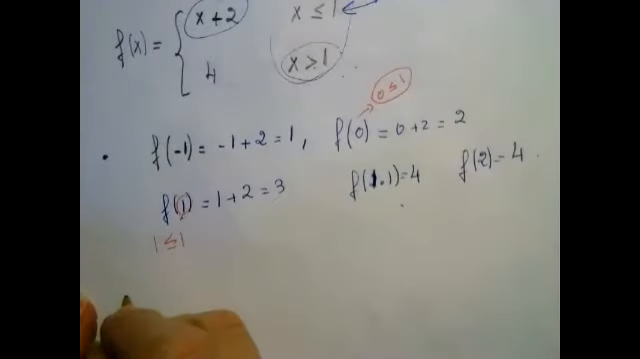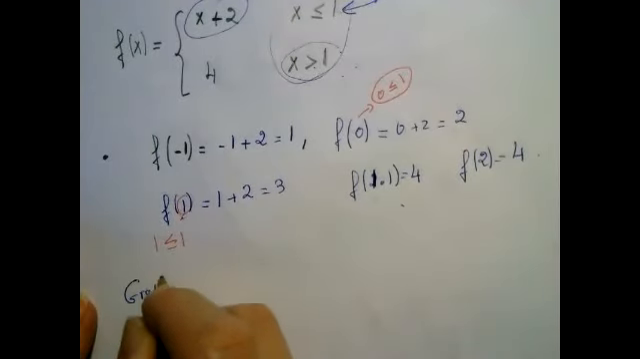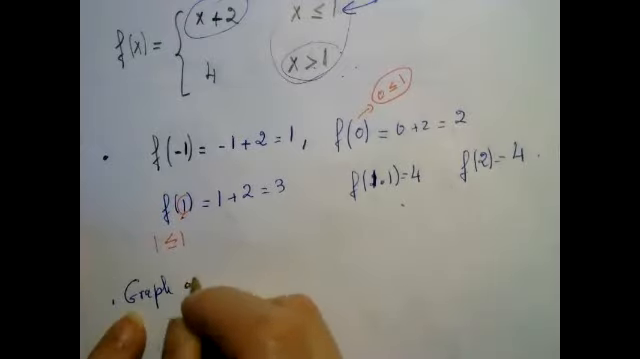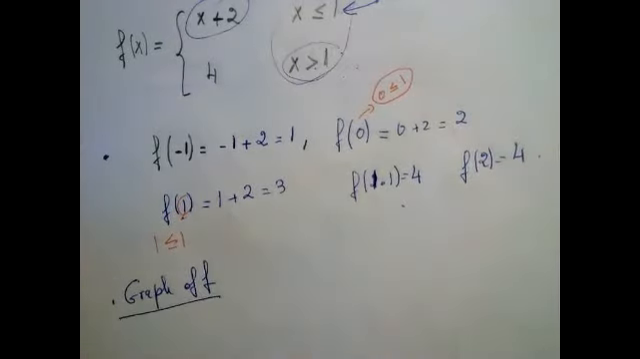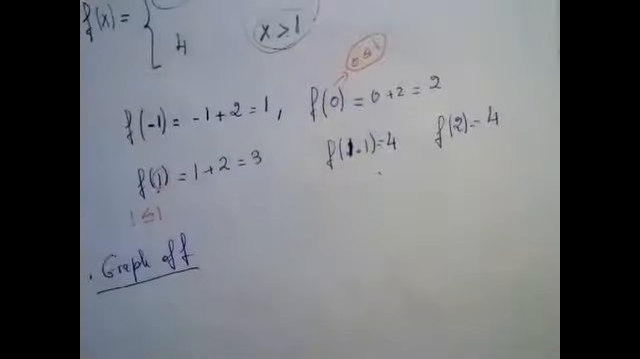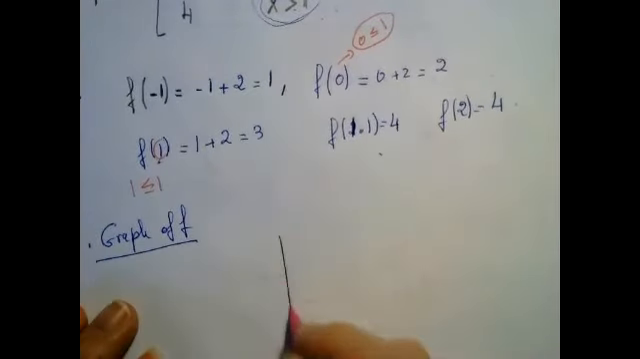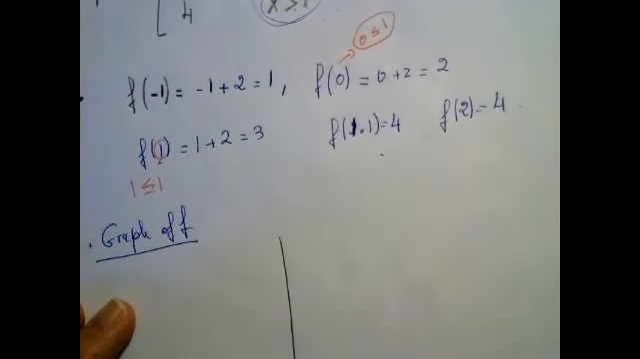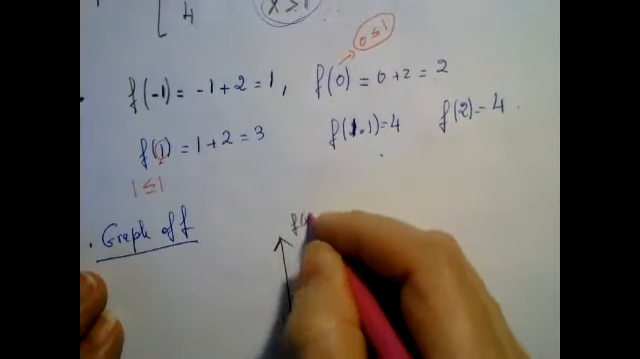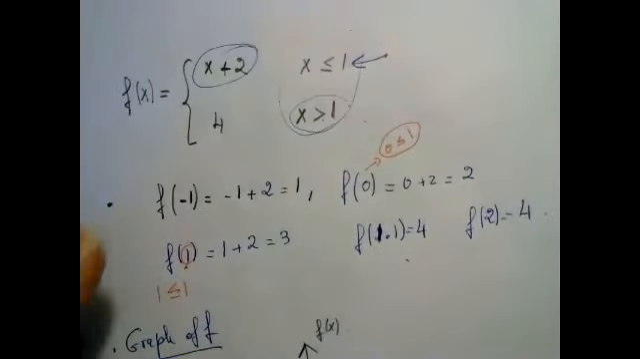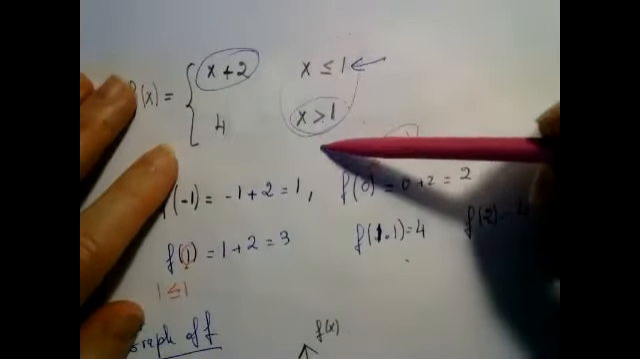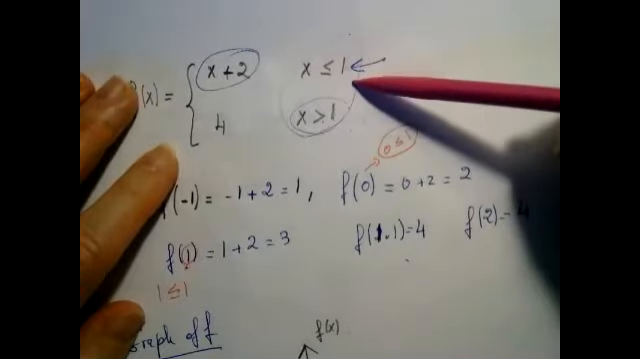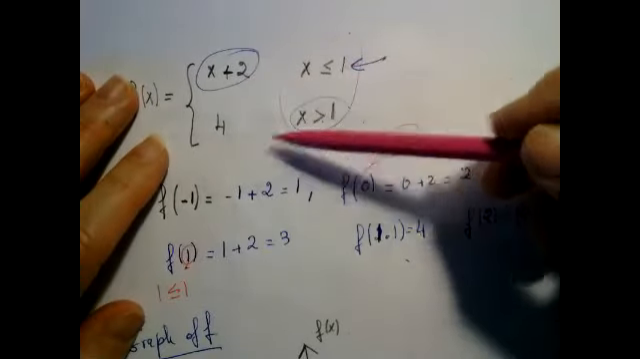Part 2 is graphing. Sketch the graph of f. Okay, now how do we sketch the graph? When I'm sketching the graph, it means I want to draw all the points with coordinates x, whatever x is, and f of x. So this is my x and my f of x. Now let's see what's going on. The formula is changing: for x less than or equal to 1, that's the formula, and for x bigger than 1, another.